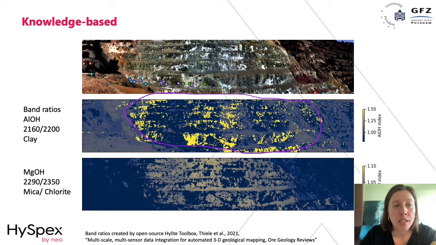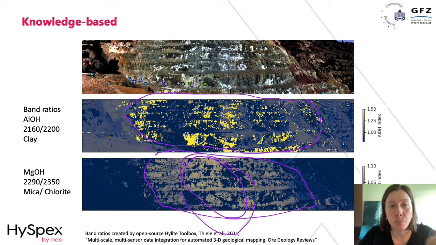When we look at the mica and chlorite, you can see, again, this is concentrated on the open pit here and on the open cut, but you can see that we have some higher areas of alteration visible here in the center. And this is already a very good approach to differentiate between different zones here.